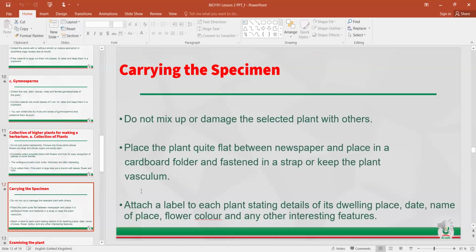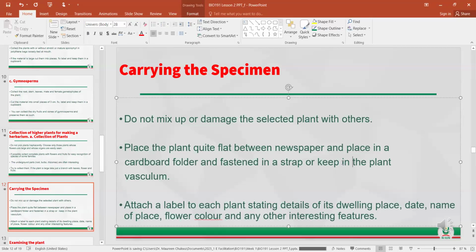When carrying the specimen, do not mix up or damage selected plants with others. Place the plant quite flat between newspapers and place in a cardboard folder and fasten with a strip, or keep it in the plant vasculum. Attach a label to each plant, stating details of its habitat, date, name of place, flower color, and any other interesting feature.